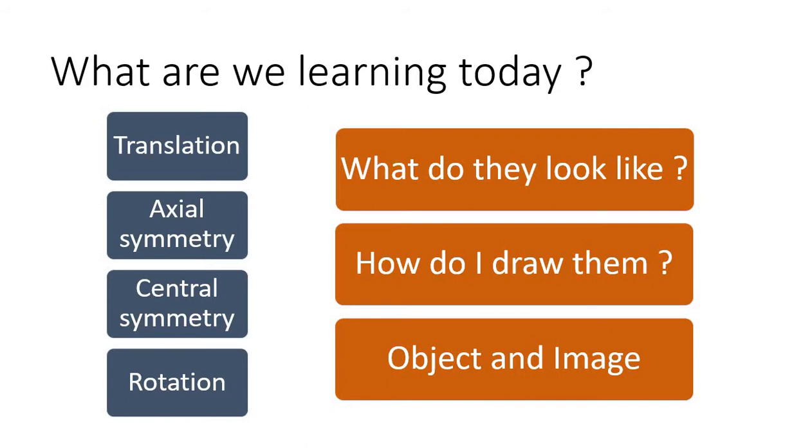So there's 4 types of transformation that we're going to look at: translation, axial symmetry, central symmetry, and rotation. We're going to look at what they look like, how to draw them, and in each case we start with an object, and the transformed object is called the image.